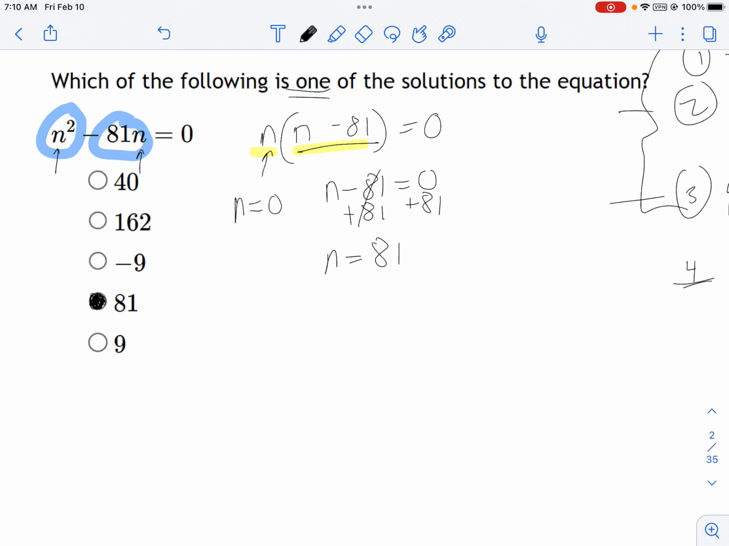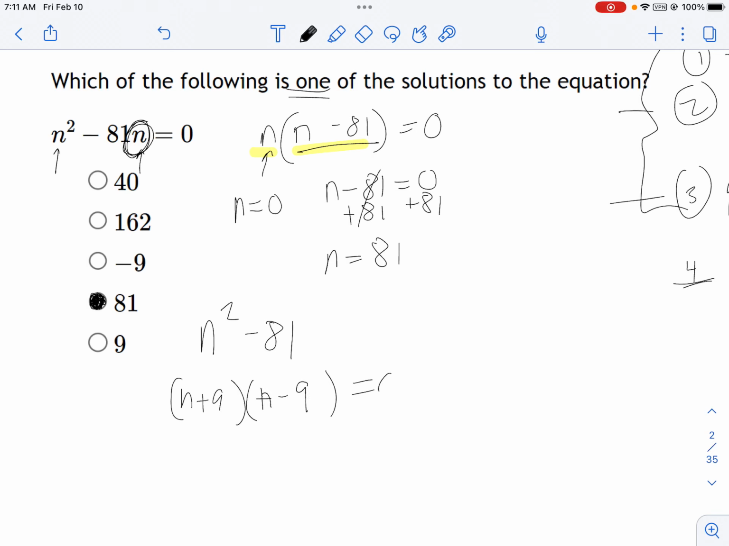Now, a common error for this one: hopefully you notice that this is very, very similar to what we call a difference of squares. A difference of squares would be n squared minus 81. If that n was not there, then you would have two factors, n plus 9 and n minus 9, which means 9 and negative 9 would have been your solutions. Right? If you set your n minus 9 equal to 0, 9 is a solution, n plus 9 equals 0, negative 9 is a solution. And you'll notice that both of those are on your list.